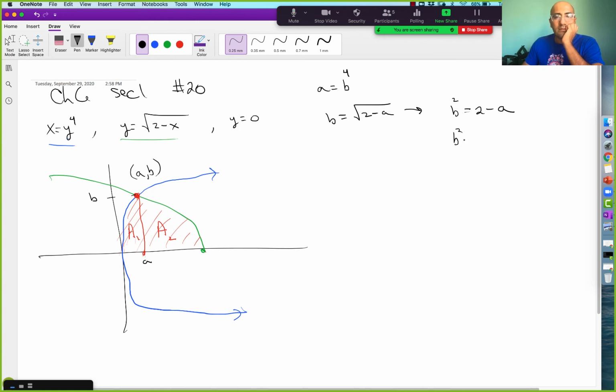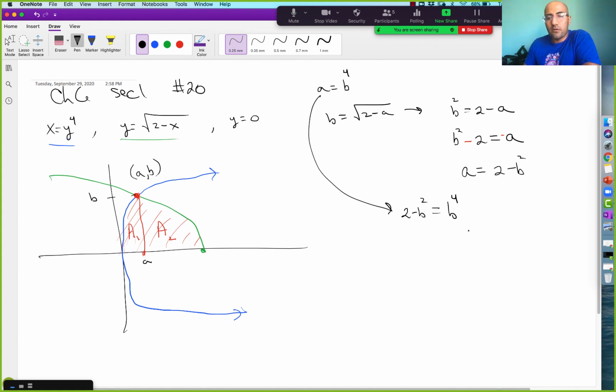So b squared plus 2 is equal to a. Wait, no, I got this wrong. Moving the minus 2 over, it still has that minus, and then we've got to flip this around and distribute a minus. So we end up with a equals 2 minus b squared, which we can stick right in here. So that means that 2 minus b squared equals b to the power of 4, which means that 0 equals b to the 4th power plus b squared minus 2.